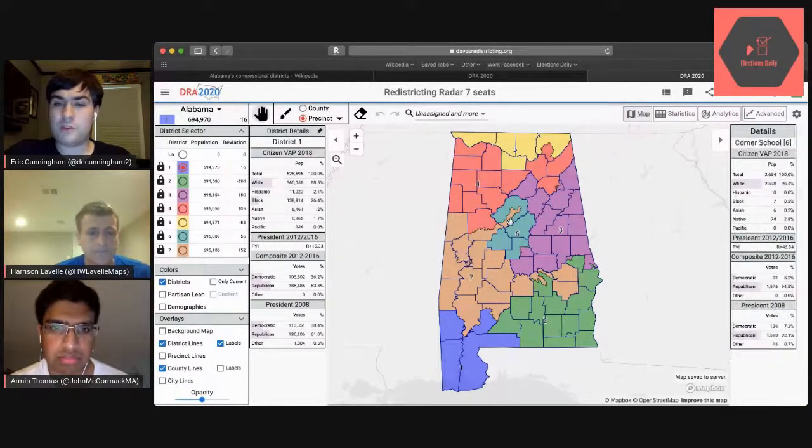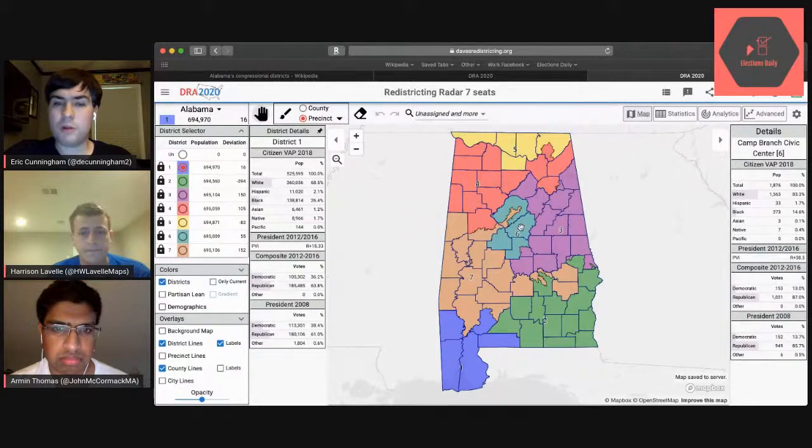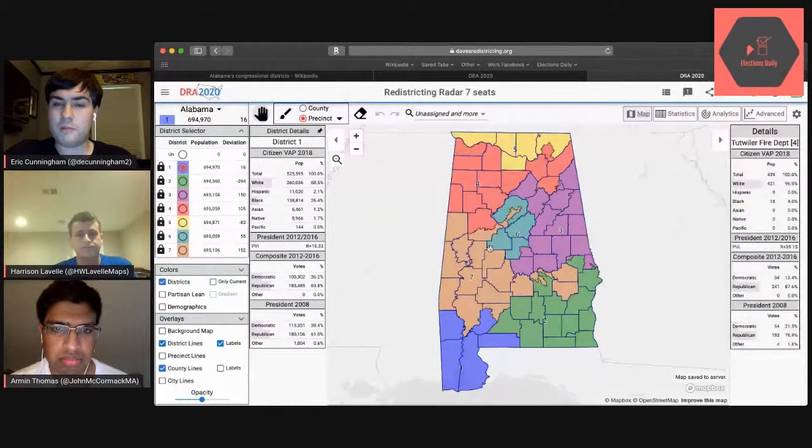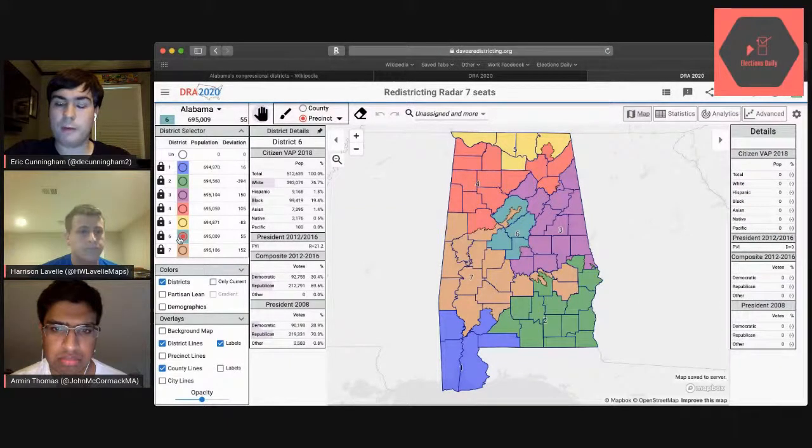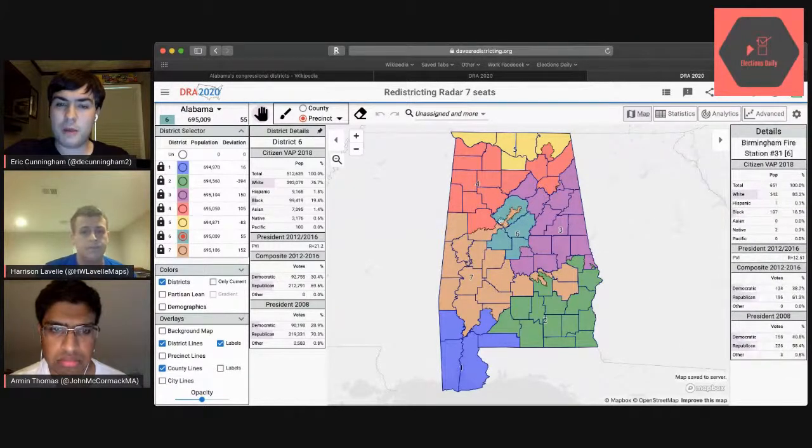Another one that's a major change is the 6th, which is more rooted almost entirely in the Birmingham area. And this is fine for the Republican there, because not only is the district overwhelmingly Republican, it's R+21, a district that would be won by Republicans with 65 to 70% of the vote. He also lives in that suburban area on the border between these two counties right here.